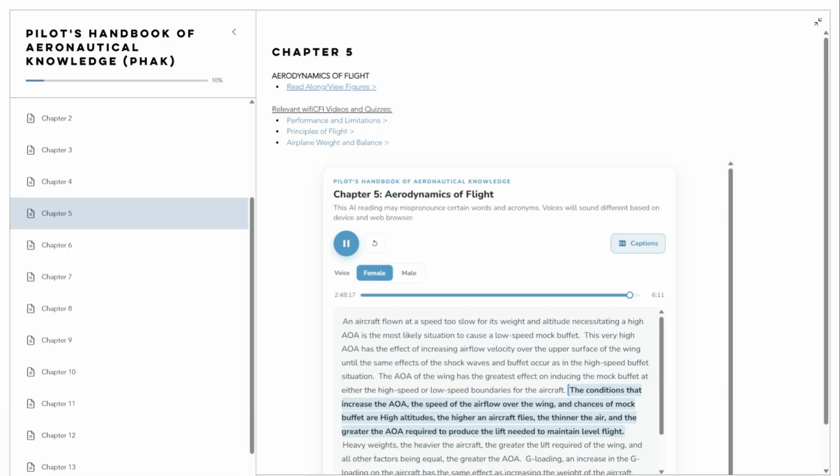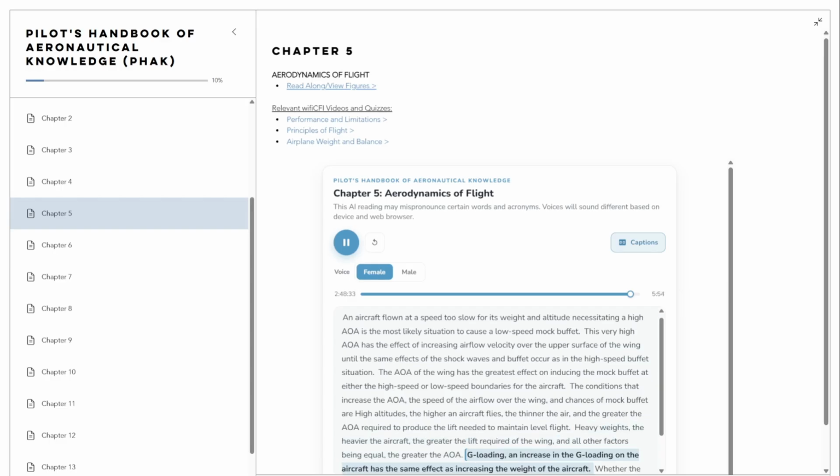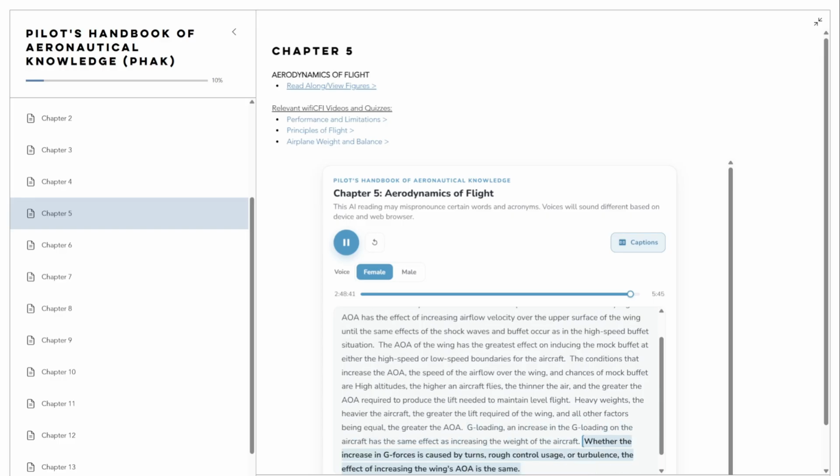The higher an aircraft flies, the thinner the air, and the greater the AOA required to produce the lift needed to maintain level flight. Heavy weights: the heavier the aircraft, the greater the lift required of the wing, and all other factors being equal, the greater the AOA. G loading: an increase in the G loading on the aircraft has the same effect as increasing the weight of the aircraft. Whether the increase in G forces is caused by turns, rough control usage, or turbulence, the effect of increasing the wing's AOA is the same.